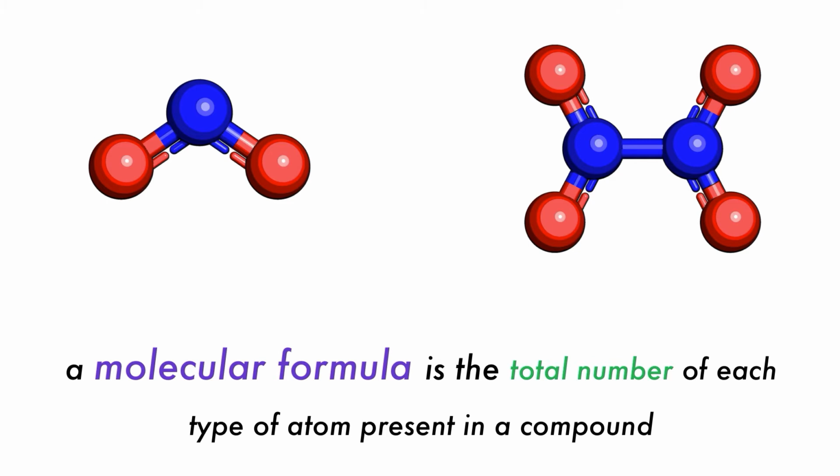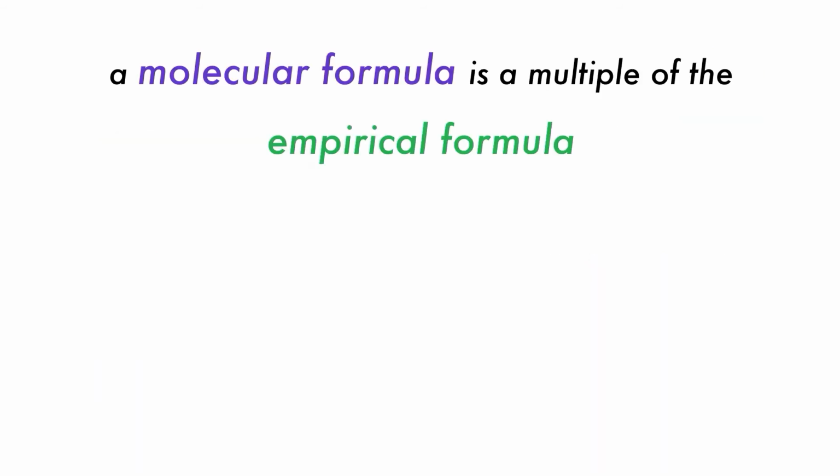The molecular formula shows the total number of each type of atom and can often be simplified down to an empirical formula. The molecular formula for nitrogen dioxide is the same as the empirical formula, NO2, while the molecular formula for dinitrogen tetraoxide is a multiple of the empirical formula and is N2O4. A molecular formula is always some multiple of the empirical formula.